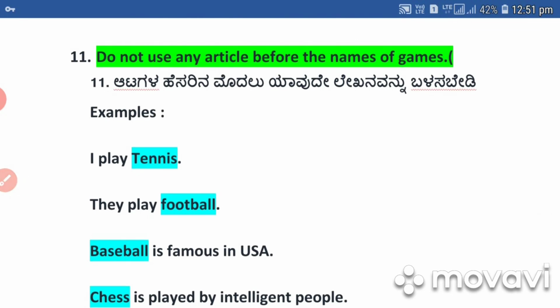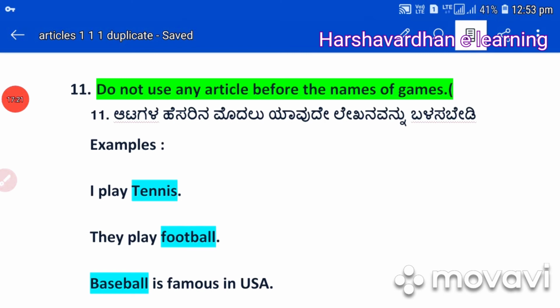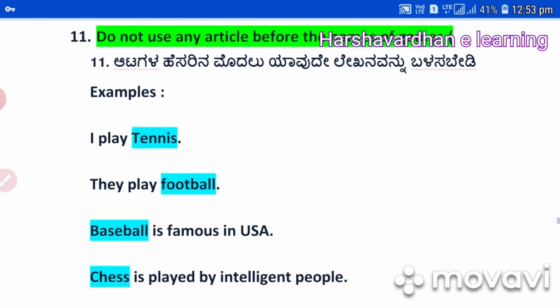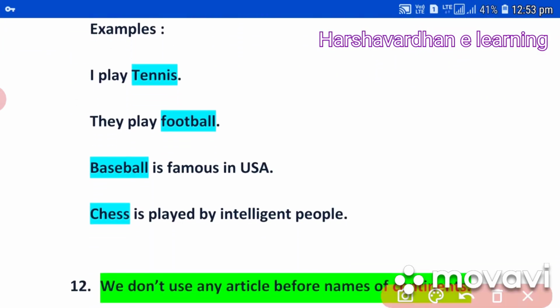Don't use any article before the names of games. For example, I play tennis, they play football. See, I haven't used any articles here. They play football. Baseball is famous in USA. Here also no article. Chess is played by intelligent people. Here also I haven't used any article.